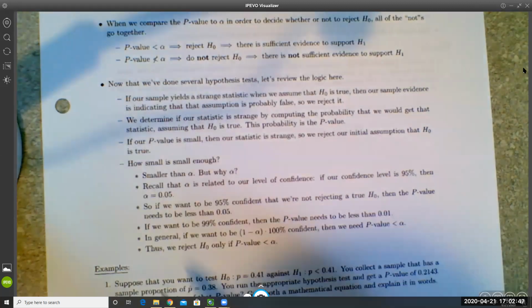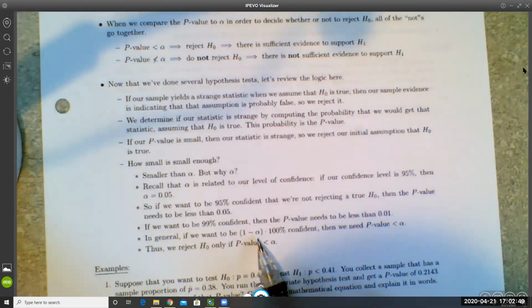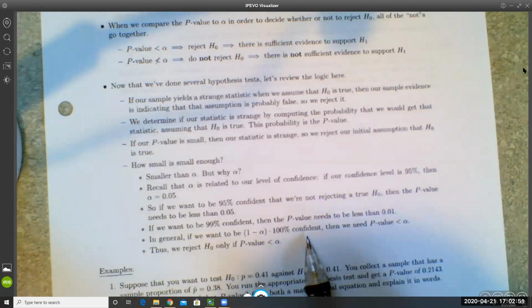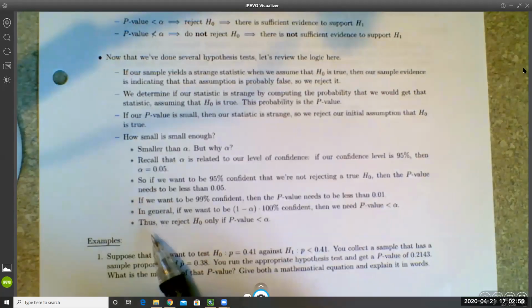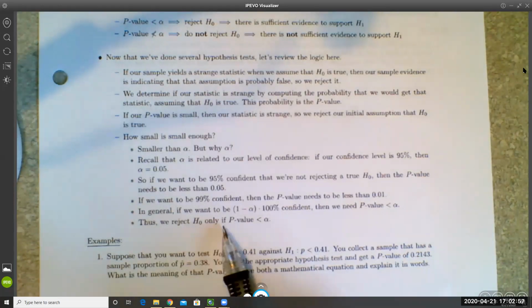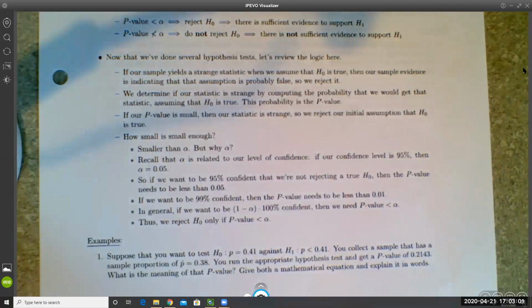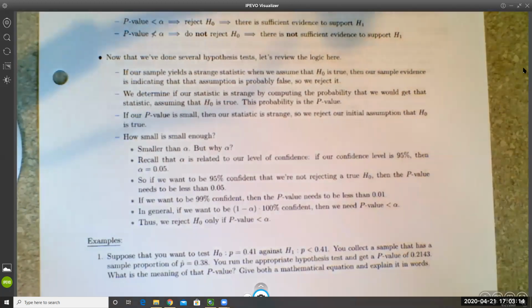In general, if we want to be (1 minus alpha) times 100% confident, then we need the p-value to be less than alpha. And that's why we reject the null hypothesis only if our p-value is less than alpha. Okay, so as I said, hopefully now that we've been through several hypothesis tests from beginning to end, this logic makes a little bit more sense to you.